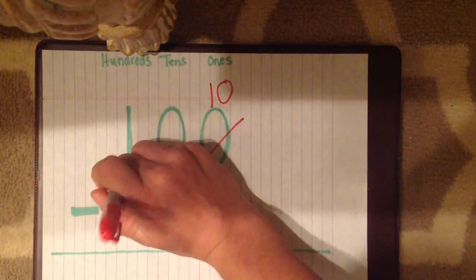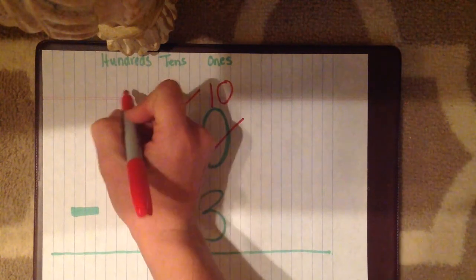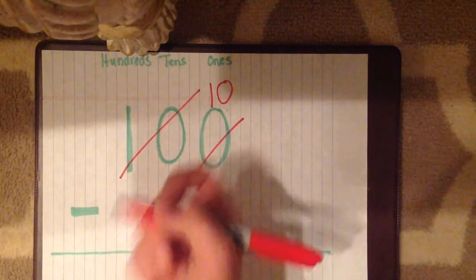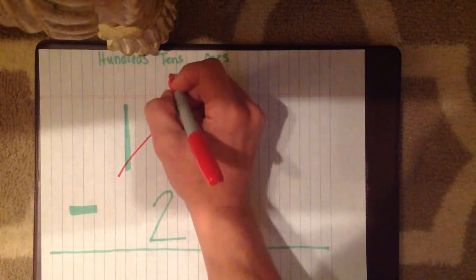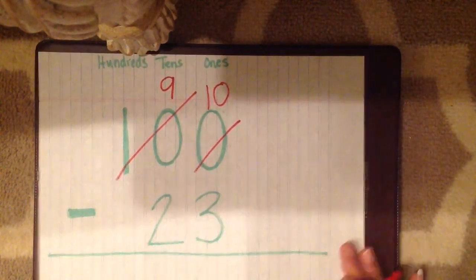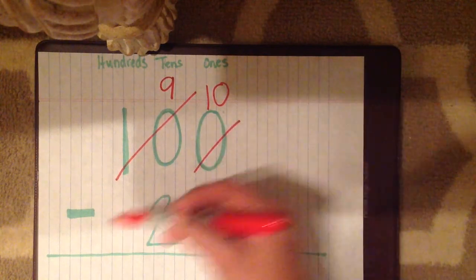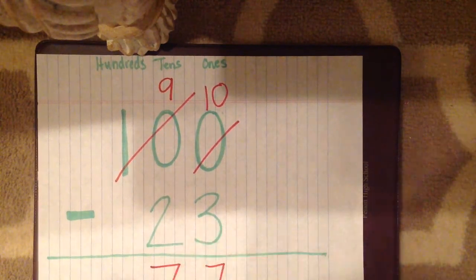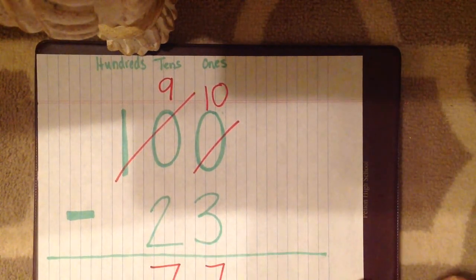Now, when they cross this out to put 9, they sometimes want to put it in the hundreds place, but we have no hundreds left because we borrowed 1. So make sure that they put the 9 in the tens place. Now they're ready to subtract. 10 minus 3 is 7, and 9 minus 2 is also 7. So the answer is 77.